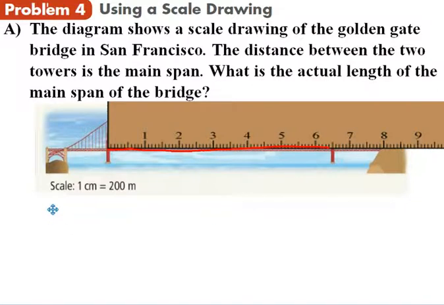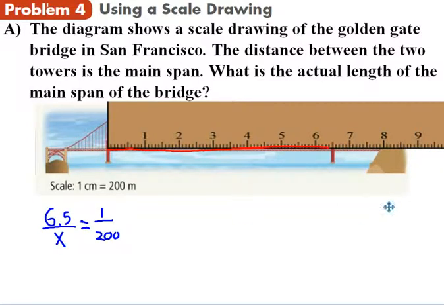So I can set up 6.5 over x, the distance of the actual bridge, is going to be equal to our scale, where 1 centimeter is equal to 200 meters in the actual. Now, when we're setting up a proportion, we don't need to worry about conversions. All I need to do is cross multiply and divide, and the conversions will be taken care of themselves.